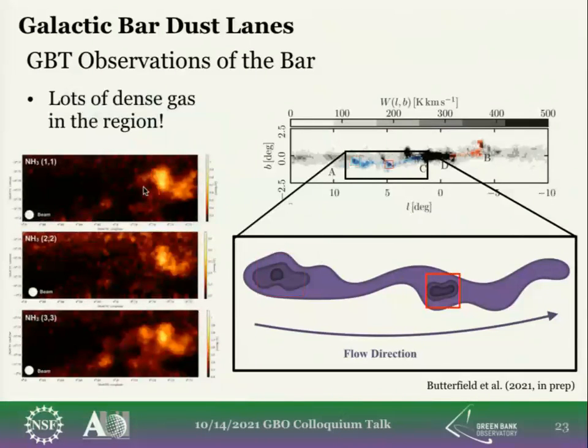So looking at the ammonia 1,1 through 3,3 transitions, because again we targeted just the lower transitions of ammonia, you can see that there's a lot of dense gas, a lot of dense clumps, and several diffuse structures throughout the region. So there appears to be a lot of dense gas associated with the CO emission of gas that is falling into the central molecular zone, or being accreted into the CMZ. So there's a lot of dense gas that could be capable of producing stars in this region as well.